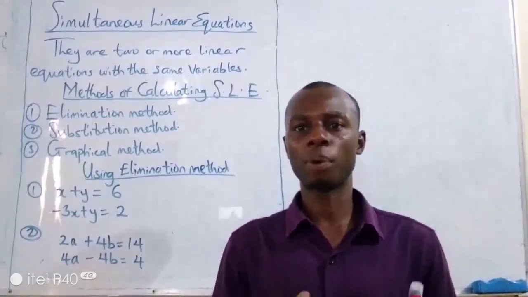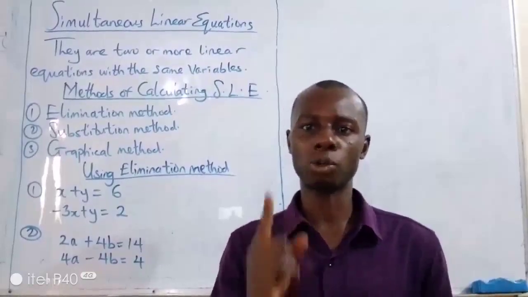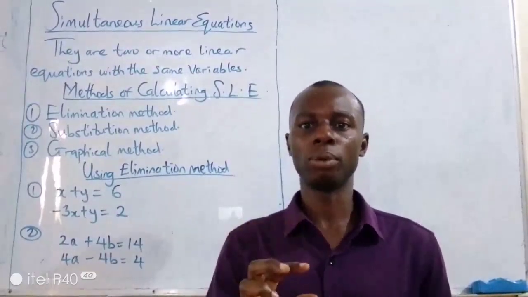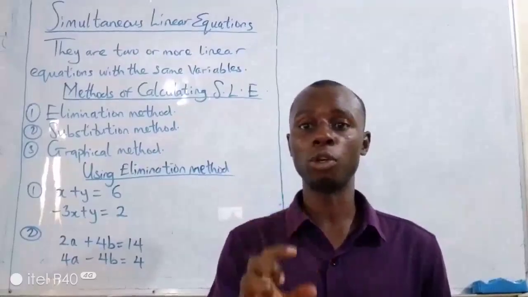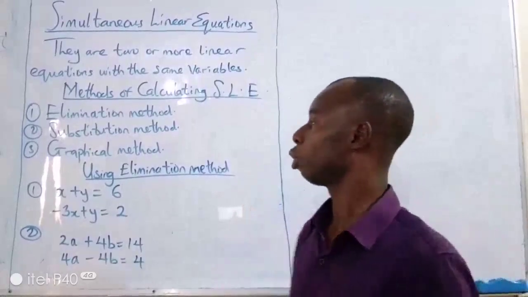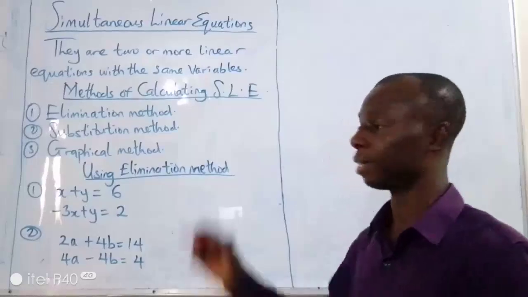A linear equation is a type of equation in which the highest power of any of its variables is 1. If an equation has its variables' highest power to be 1, then it's a linear equation. So, the methods of solving simultaneous linear equations on the board, there are 3 listed on the board here.